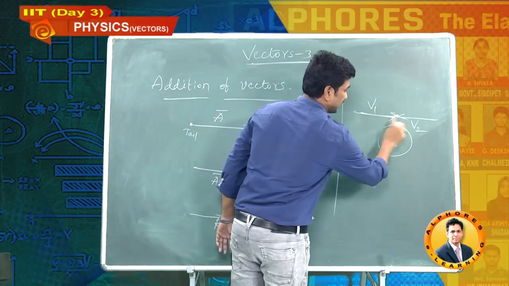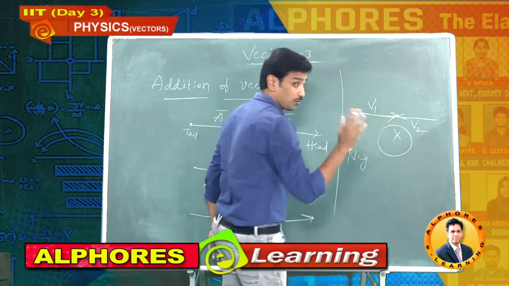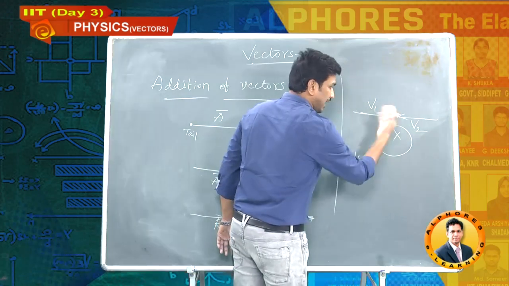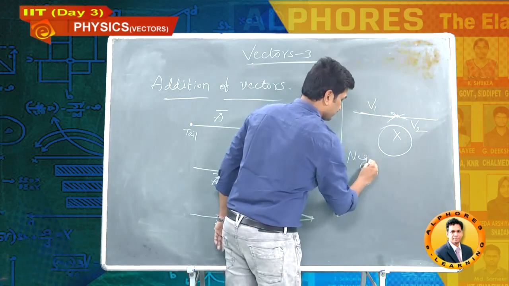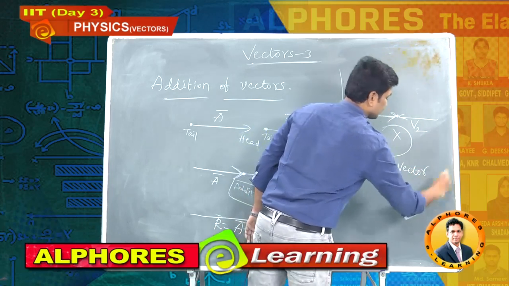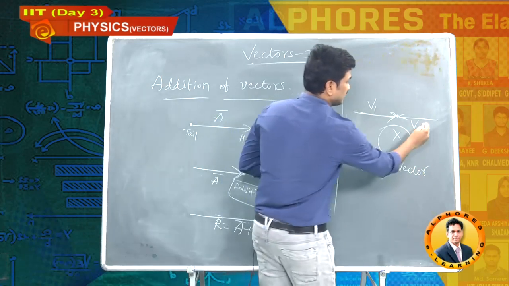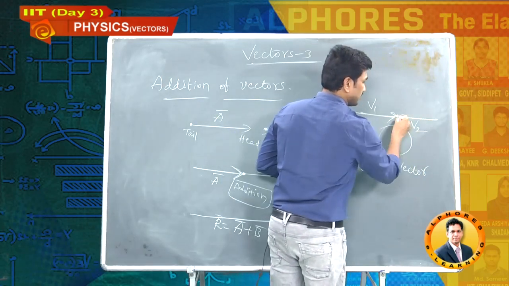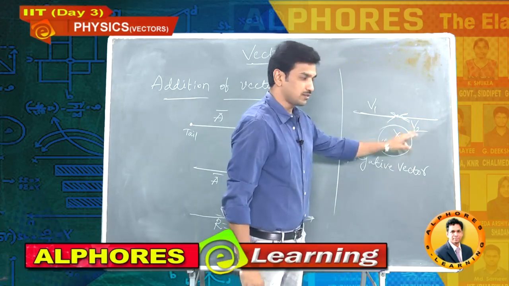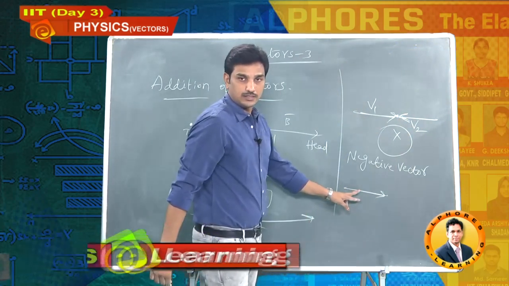How to add these two vectors? If you join in this way, head to head, it's not possible to add the two vectors. Now to add these two vectors, what am I doing? Negative vector. What is the meaning of negative vector? See, this is V2. The negative vector of V2 is opposite to this. This is V1.